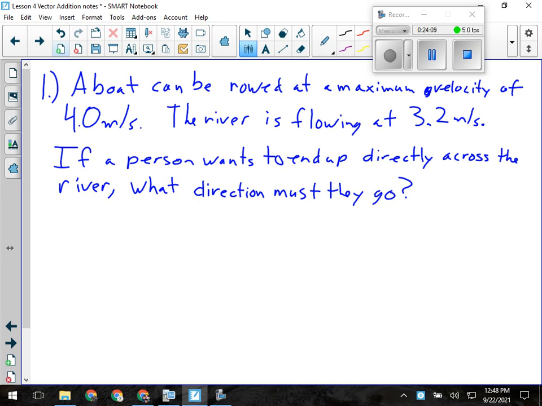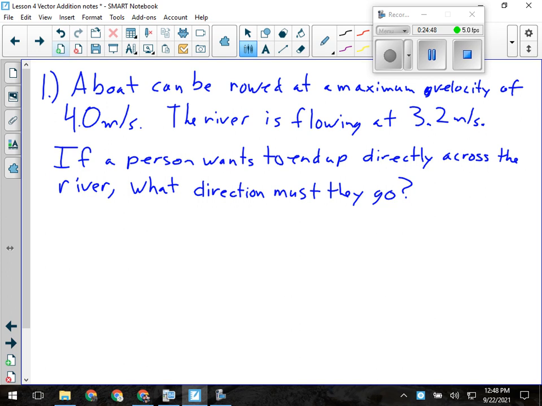Only way to do that is to row slightly upstream, slightly into the current. So what the question is asking for is, what angle do you need to point the boat in order to end up going straight across if you can row at 4 meters per second? This is something that if you became a pilot would be something you would do all the time. You would have to calculate your heading as a factor of airspeed, that's how fast the plane can go, and wind speed.